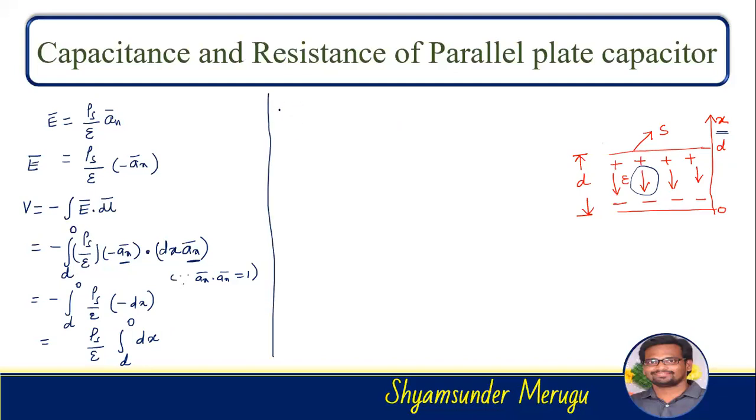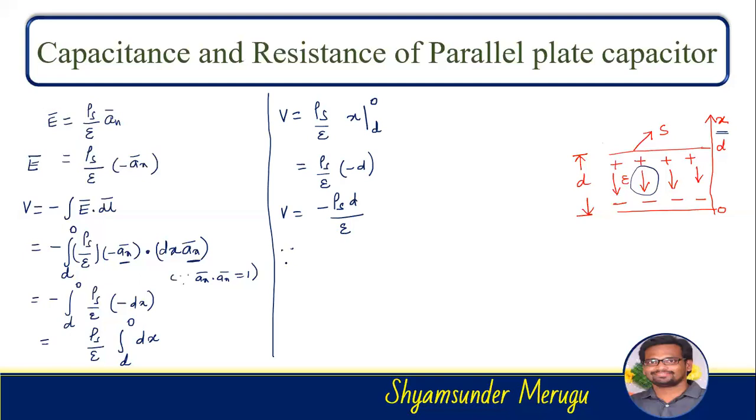Now v equal to rho s by epsilon, then integration dx is x and the limits will be d to 0. So when we substitute that, we get rho s by epsilon. Now in place of x we substitute 0, then it is 0, then minus we get d. So here we write minus of d. Therefore we can write minus of rho s d by epsilon.